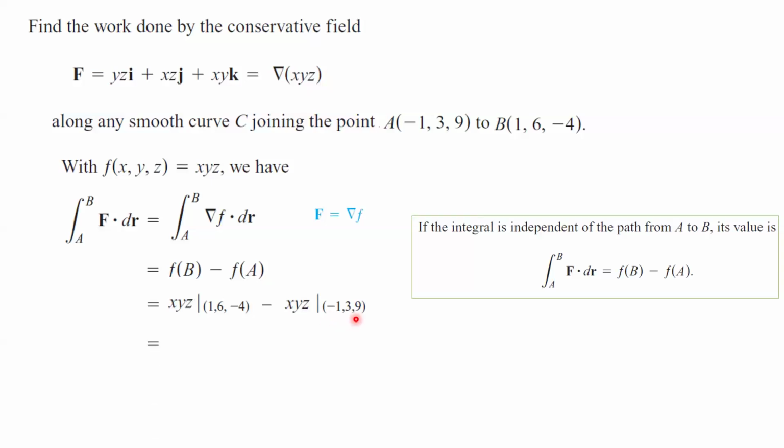All you need to do is do the substitution. You have 1 times 6 times negative 4 minus negative 1 times 3 times 9. If you do the calculation, the work done is positive 3. So the use of the line integral F dot dr is basically calculating the work done by a conservative vector field.